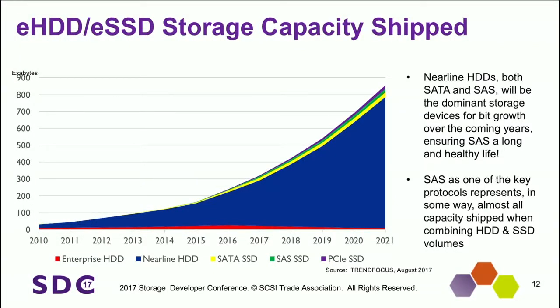Almost, the biggest piece of this is still going to be HDD, high capacity HDD for bulk storage, for archive, for colder data. The top piece, that little sliver, that's the capacity that's actually going to be shipping for SSDs. Relative to HDDs, it's still going to be a very small piece of it.